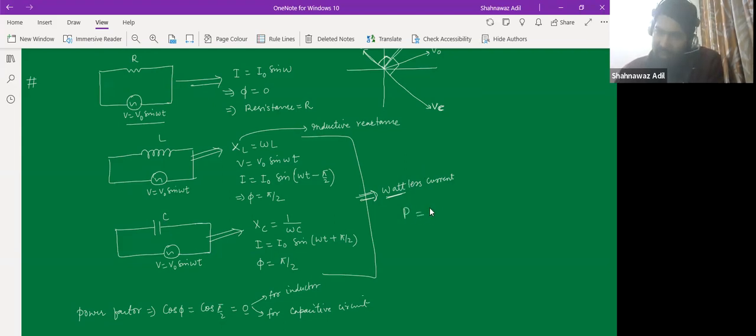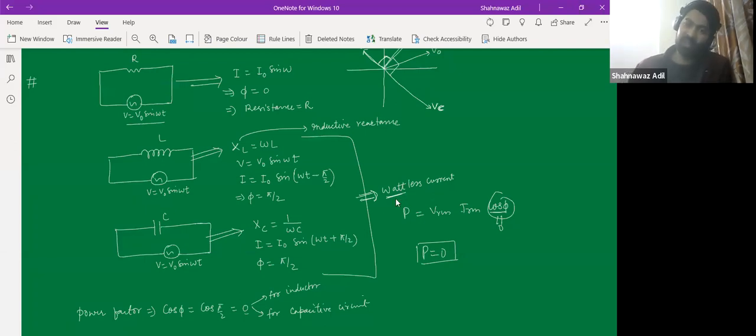That would be VRMS, IRMS, and cos of phi. And we know that power factor for this L and C circuit is zero. Power is zero, which means that it is wattless. Total average power consumed is zero. That is why it is called wattless, powerless current. Is it clear to you?